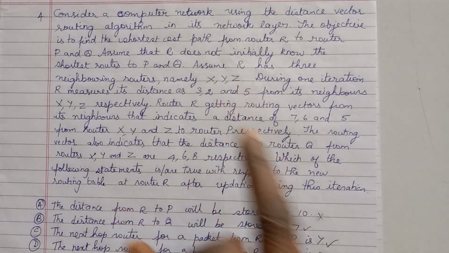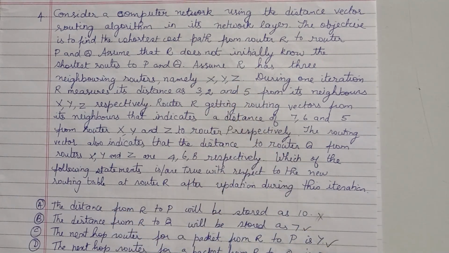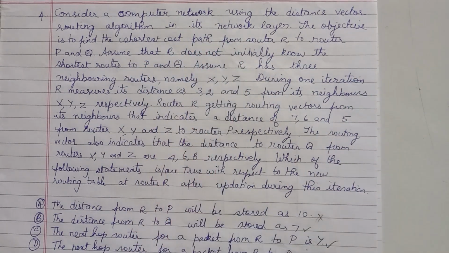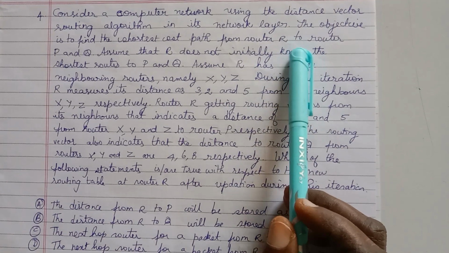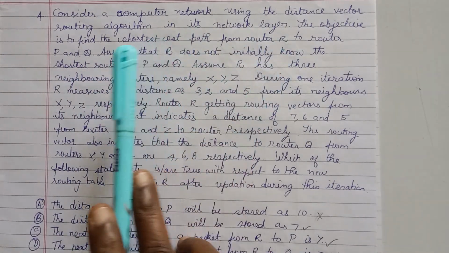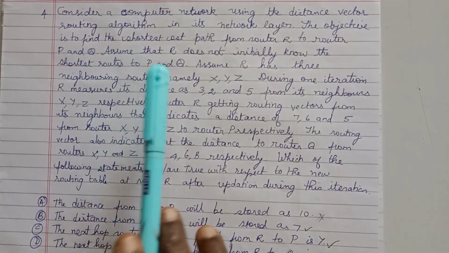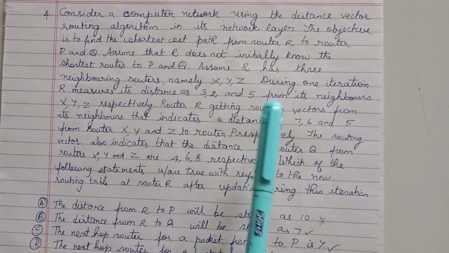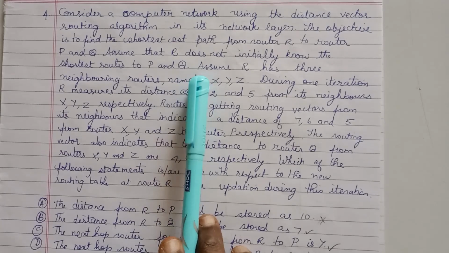Now see, consider a computer network using the distance vector routing algorithm in its network layer. The objective is to find the shortest path from router R to routers P and Q. So there's a router R and other routers P and Q. Now assume that R does not initially know the shortest routes to P and Q. So first they do not know the shortest routes.